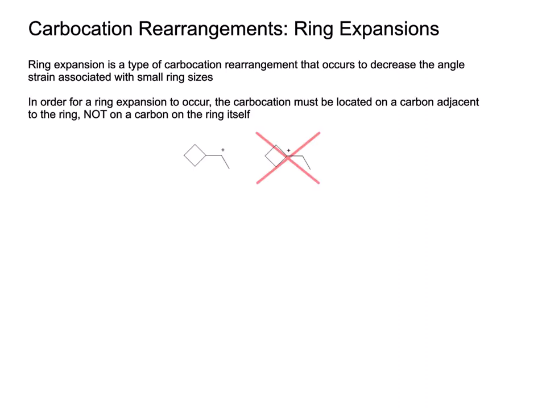A ring expansion is a type of carbocation rearrangement that occurs to decrease the angle strain associated with small ring sizes. In order for a ring expansion to occur, the carbocation must be located on a carbon adjacent to the ring, not on a carbon on the ring itself. So you can see in these two examples, I have a cyclobutyl group attached to an ethyl, and the ethyl, that adjacent carbon to the cyclobutyl, has the carbocation, so we could do a ring expansion in this case. However, in this second example, the carbocation is found on the actual ring itself, so we're not going to be able to do a carbocation rearrangement in the form of a ring expansion for that one.